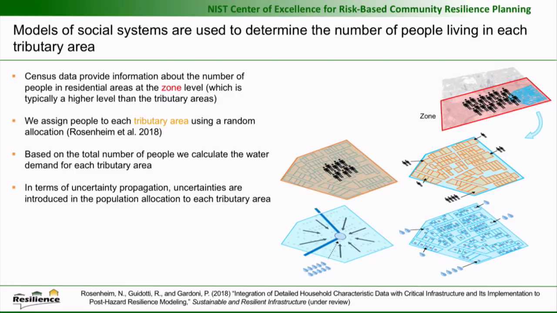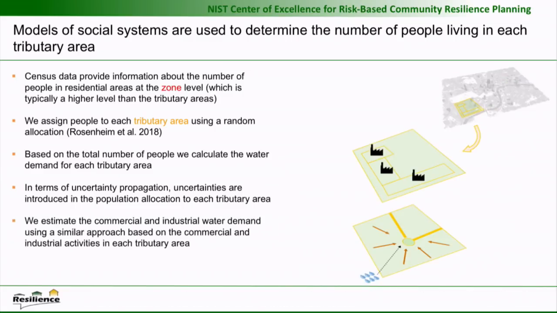Here, in terms of uncertainty propagation, uncertainties are introduced in the population allocation to each tributary area. We estimate the commercial and industrial water demand using a similar approach based on the commercial and industrial activities in each tributary area.